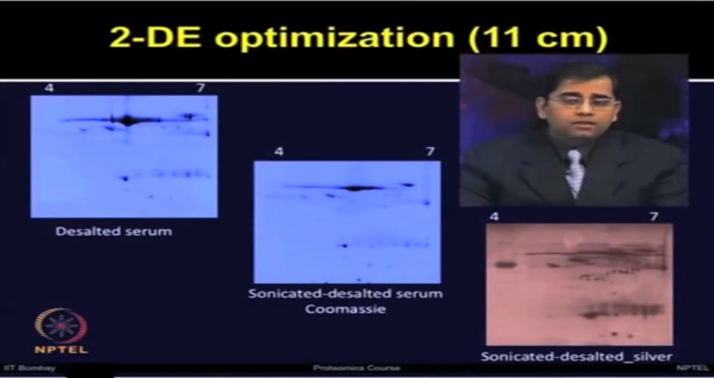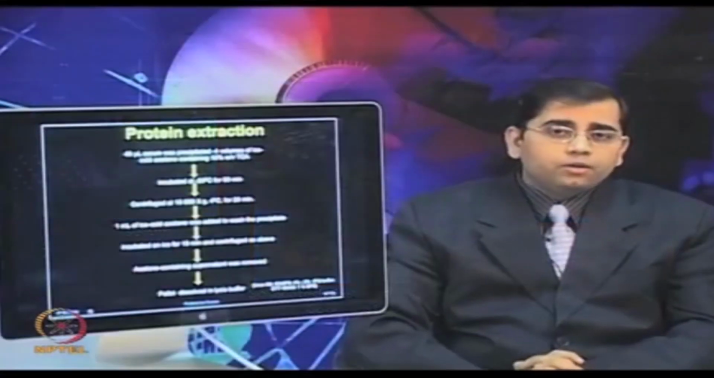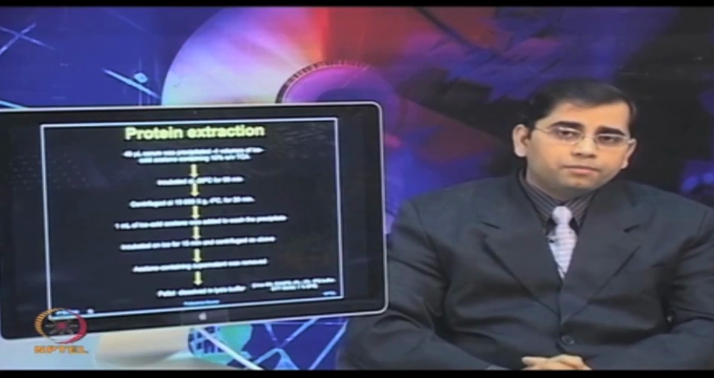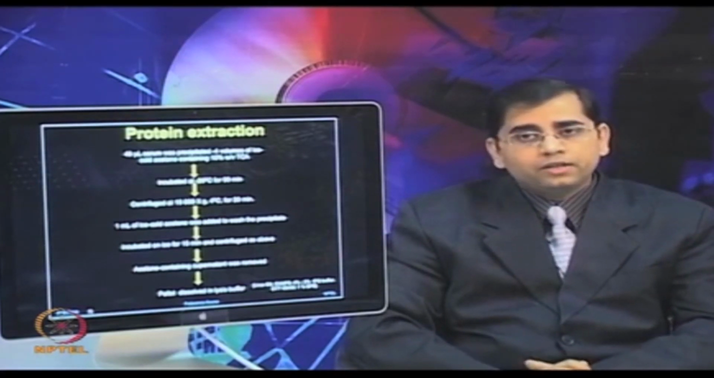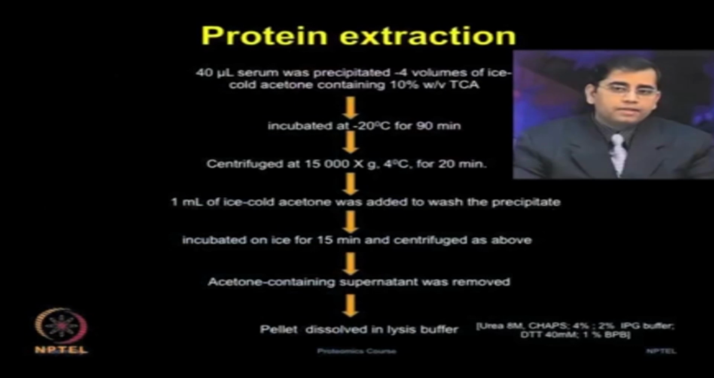We tried the same with an even larger strip of 11 centimeters, and it was again quite convincing. Then we moved on to the very large strips of 24 centimeters for the clinical studies. In general we took 40 microliters of the serum, which was precipitated with 4 volumes of ice cold acetone containing 10% TCA, incubated at -20 degrees, centrifuged, followed by adding 1 ml of ice cold acetone to wash the precipitate.